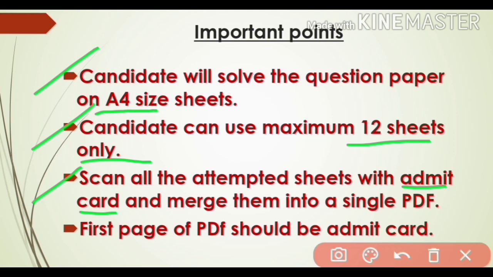Then this admit card plus attempt sheets, you have to scan both of these. Then admit card plus attempt sheets, you have to merge both of them into a single PDF. The last point is the first page of the PDF should be the admit card.